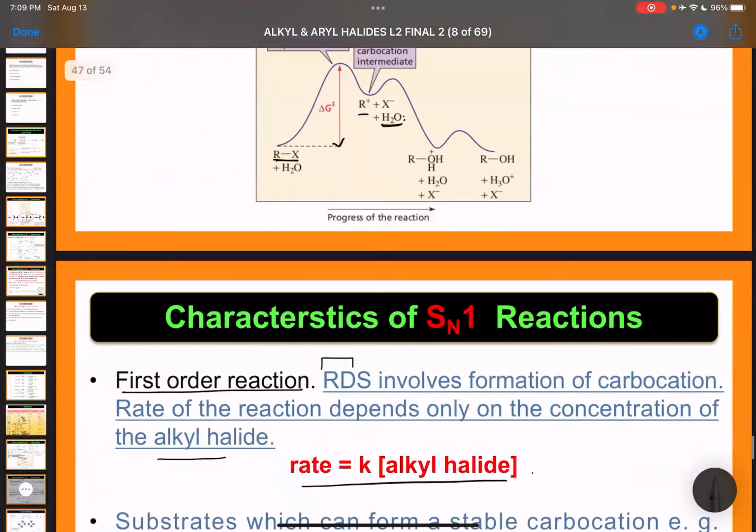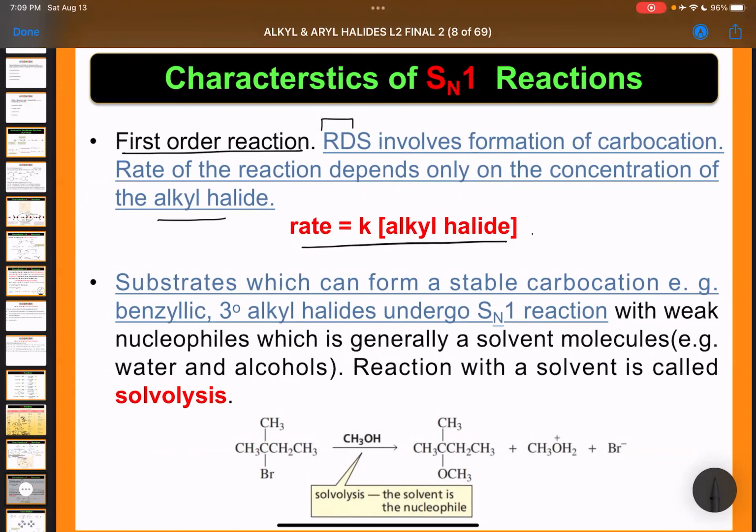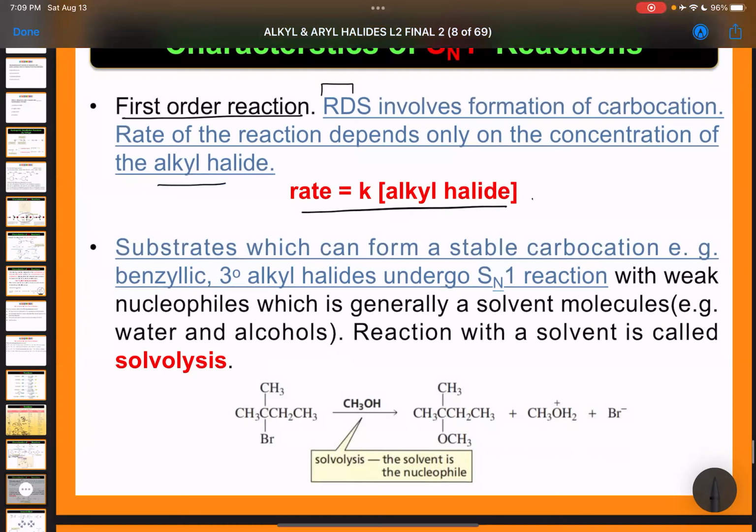So which is the other factor which will affect the rate? The main factor, you need to look at the substrate itself, because in the RDS only the substrate is participating, and it is breaking away into two, the leaving group and the carbocation. So can you say something about the nature of the leaving group? Can you say something about the alkyl group which will increase the rate of SN1? Any idea? Vamsi, Mohammed, tell me quickly.